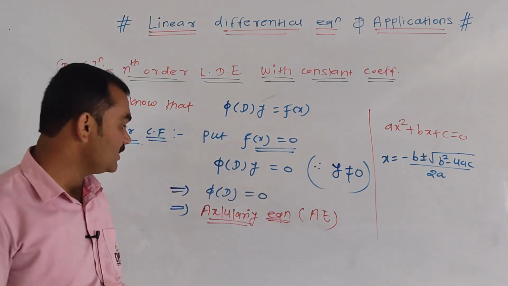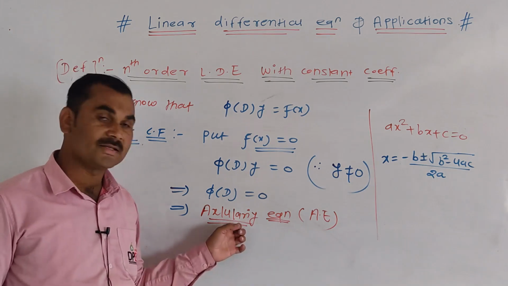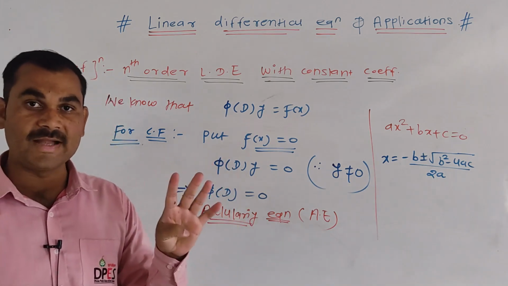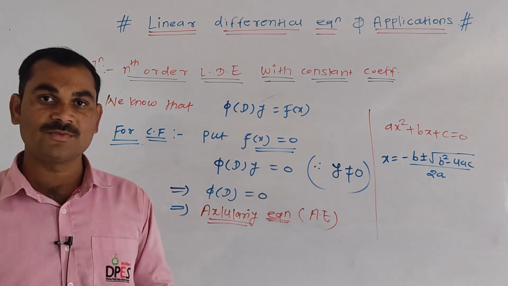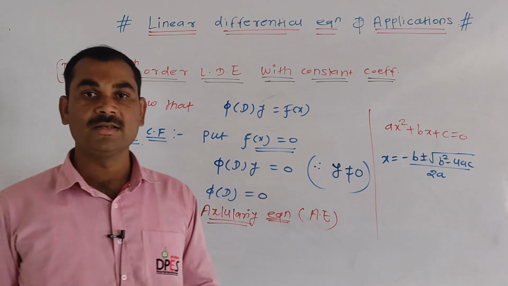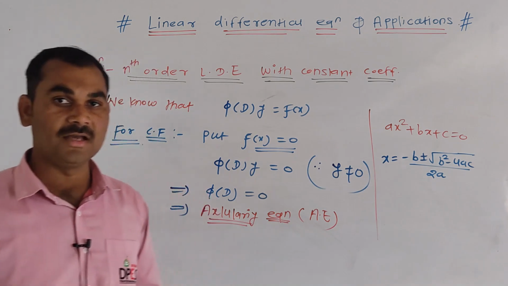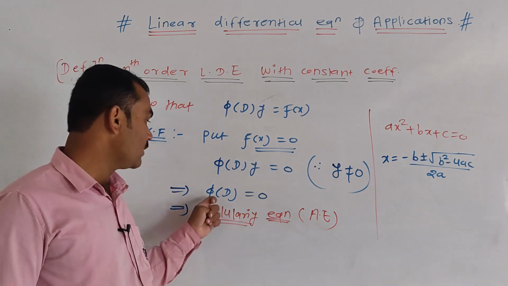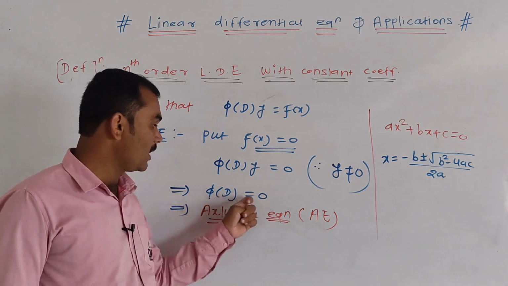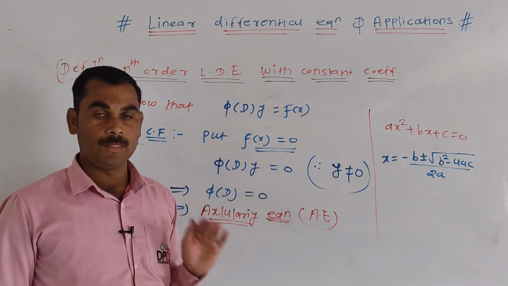In the next lecture, we will discuss the cases. There are 4 cases for writing CF. In the next lecture, we will discuss these 4 cases for writing CF, and this CF totally depends upon the nature of the roots. First, we have to find the roots of that equation, that is, phi of D is equal to 0.